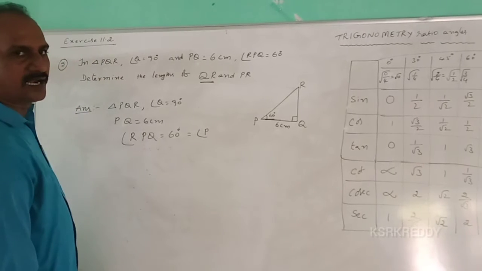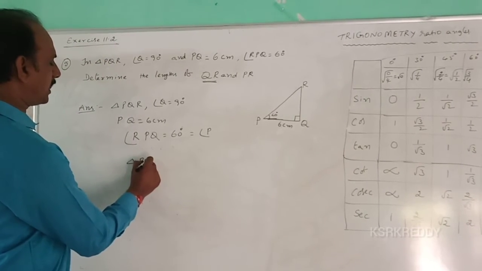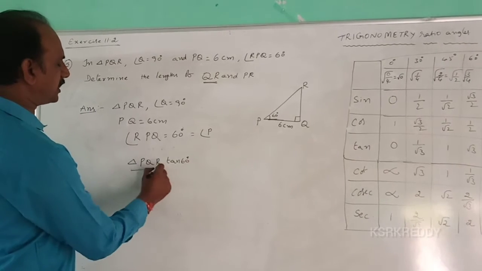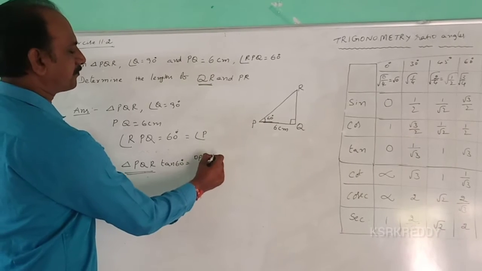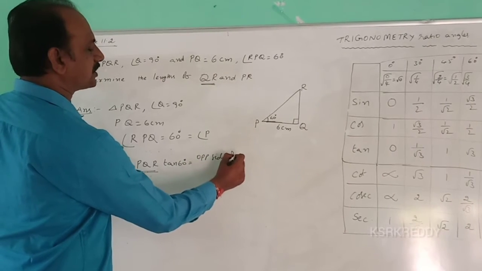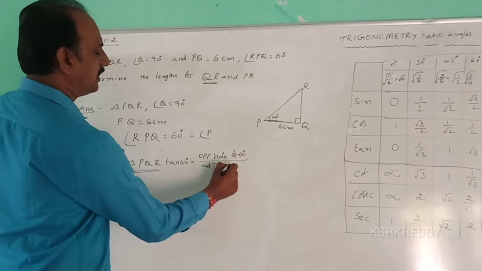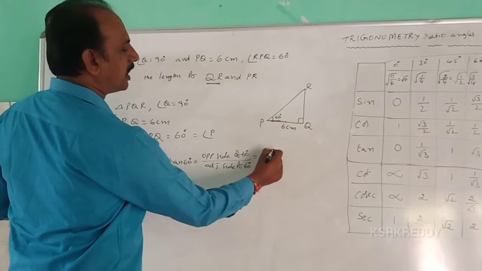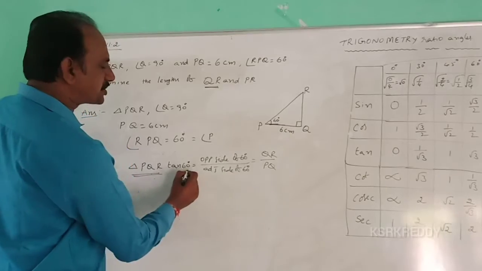What is the formula? Tan. So, in triangle PQR, tan 60 degrees is equal to the opposite side of 60 degrees divided by the adjacent side of 60. What is the opposite side of 60? QR by PQ. So, the tan 60 value.